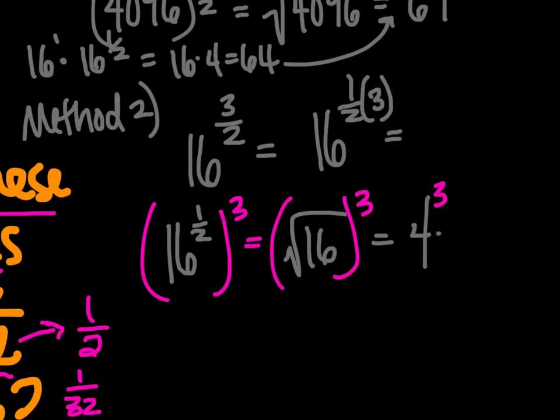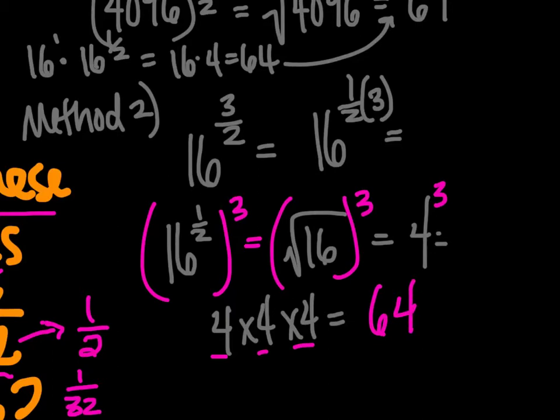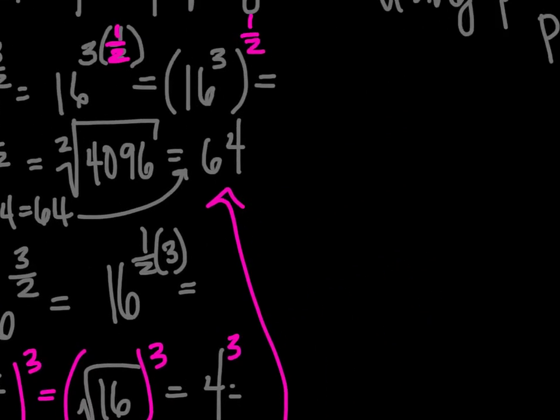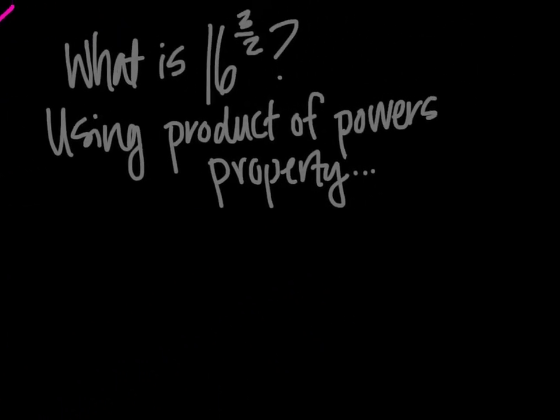Now, 4 times 4 times 4 equals 64. Again, the exact same number that we got before. Kind of cool. I'm going to show you one more way that we can solve this same problem.